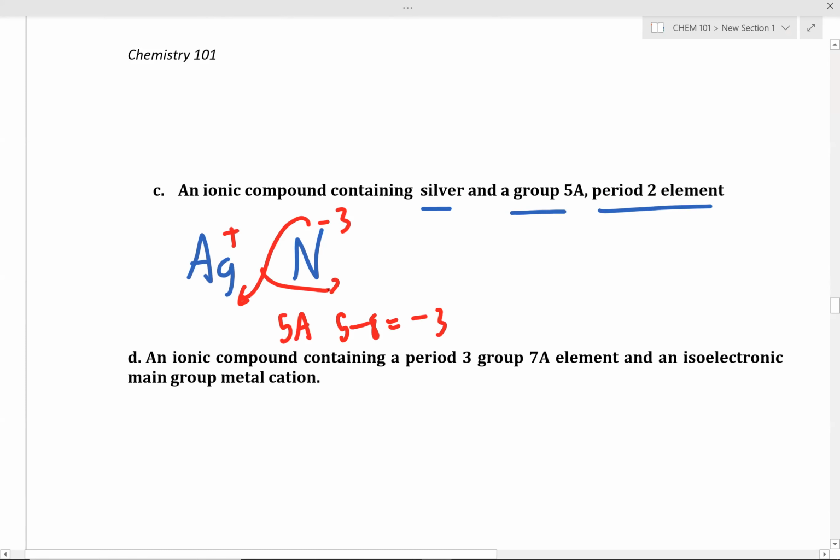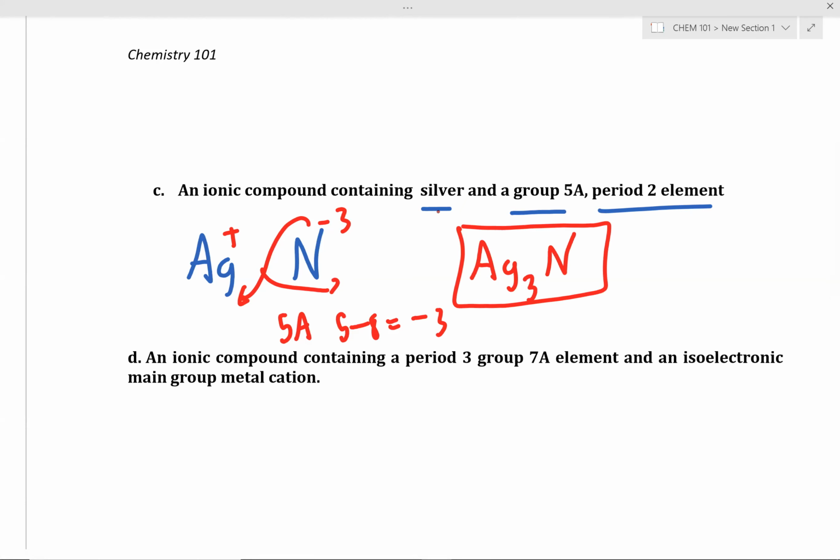We cross our charges, and then we get, as a result, Ag3N. Now, this is the formula. We've written out our charges. Now let's name this. So let's name our cation first. What's our cation? Silver. Do I need to specify the charge of silver? No. And then what do we call, instead of nitrogen, it's nitride. So this is silver nitride.